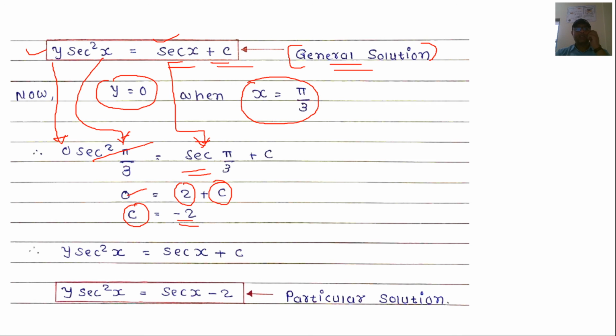So put c is equal to minus 2 in this general solution, and you will get the particular solution of the given first order linear differential equation. It is y into sec square x is equal to sec x minus 2. So this is the particular solution of our given differential equation.